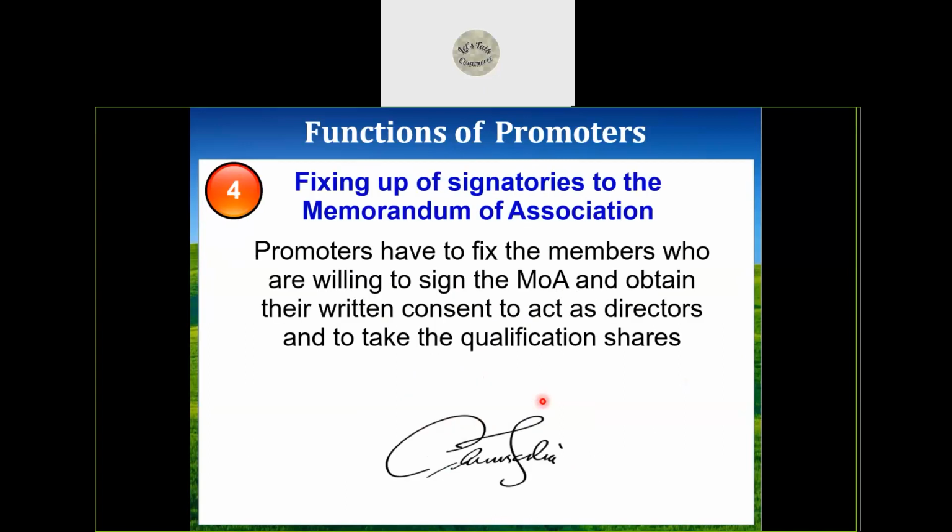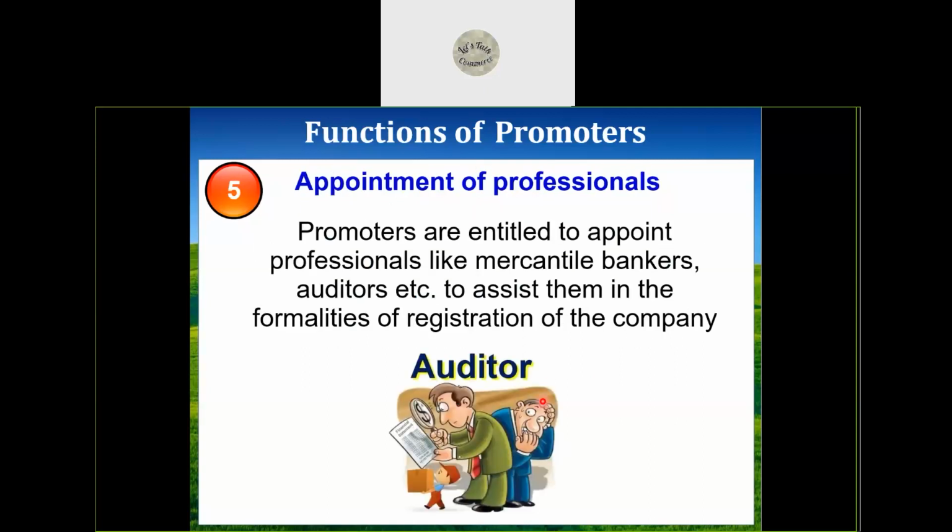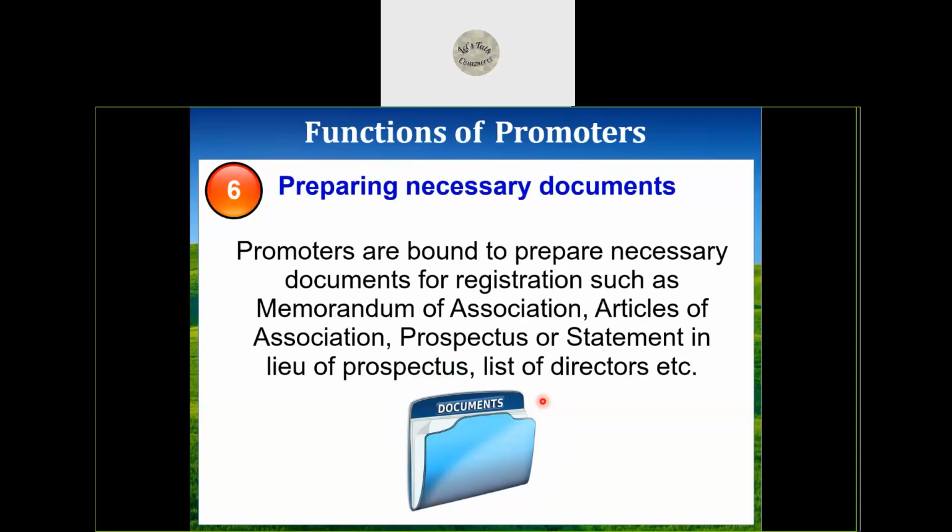In the fourth, we have fixed the signatories to the Memorandum of Association, that they are giving their written consent that they will be the directors of the company and they will take the qualification shares and they are willing to sign the MOA. Then in the fifth stage, we have appointed professionals for carrying out the work of registration. And in the last step, we have prepared the necessary documents. Those documents are MOA, AOA, prospectus, statement in lieu of prospectus, and list of directors, etc.